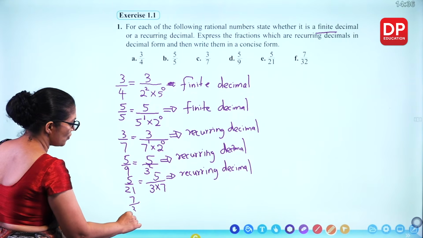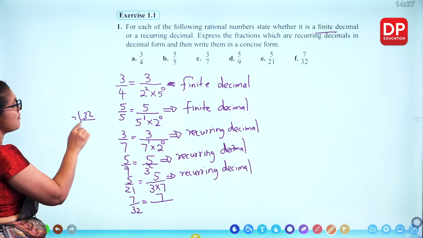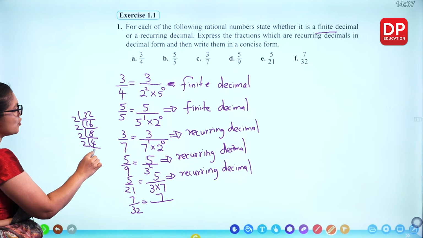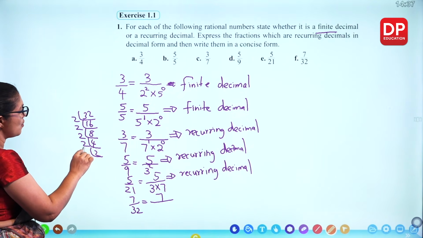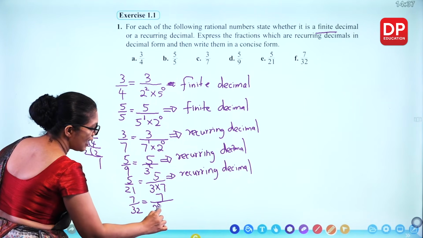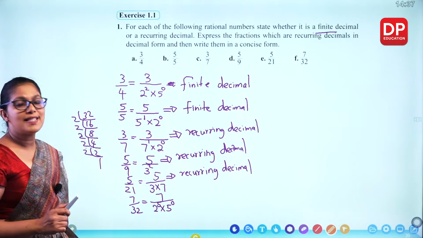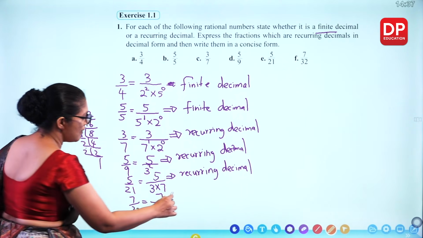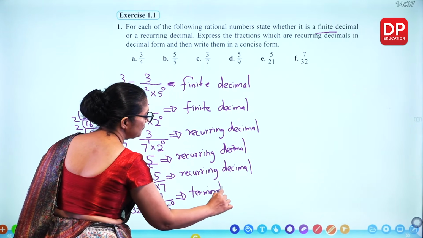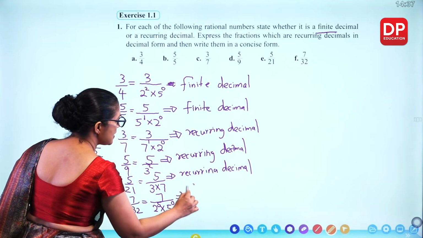7 over 32. How can we write down 32? 32 we know. Divide by 2, that's 16. Divide by 2, 8. Divide by 2, 4. Divide by 2 again, 2. Divide by 2, 1. How many 2's are there? 2 to the power 5. And we can write 1 as 5 to the power 0. Now we see you can write in that form. That means it's a terminating, or what's the other name for that? Finite decimal.